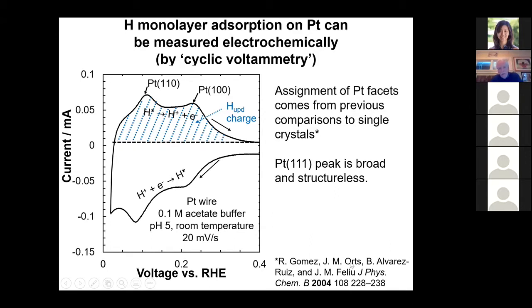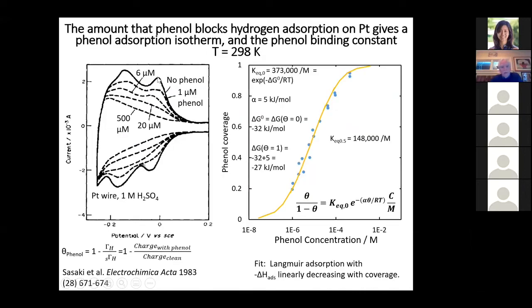And so as you add phenol, the sites get blocked first that have to do with the more coordinatively unsaturated sites, and it takes higher concentrations to block the 111 type sites. And Sasaki had pointed out that you could estimate the phenol coverage by sort of 1 minus the amount of hydrogen that's adsorbable, and you can quantify the adsorbable hydrogen from the areas under these peaks.